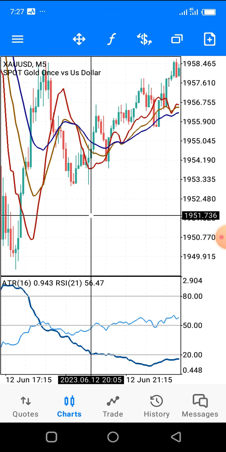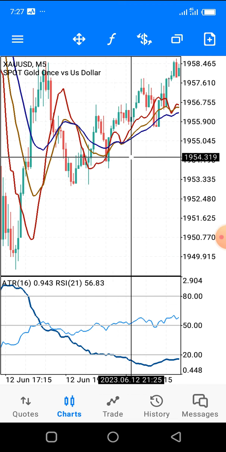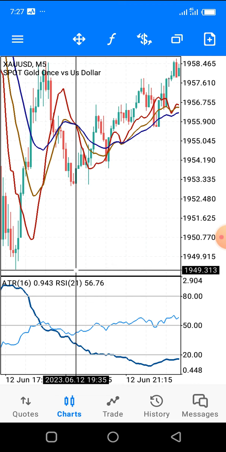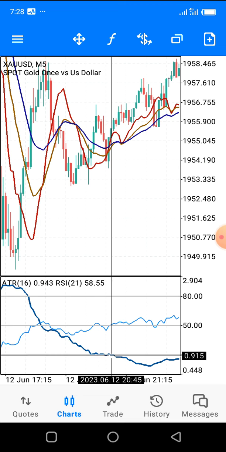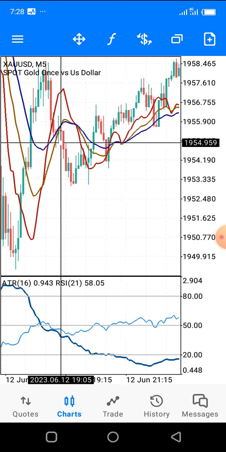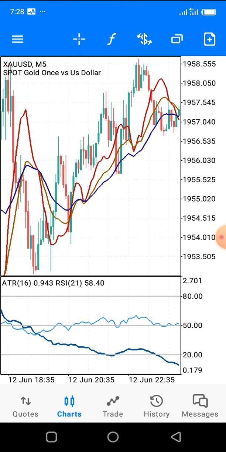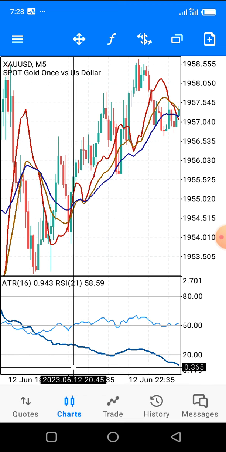As you can see right here, even though this is a sloppy market, the ATR right here is not moving upwards, it's moving downwards. That is why in this zone, this particular time, there is not much movement. Can you see? It's ranging a bit, so the ATR isn't moving upwards.